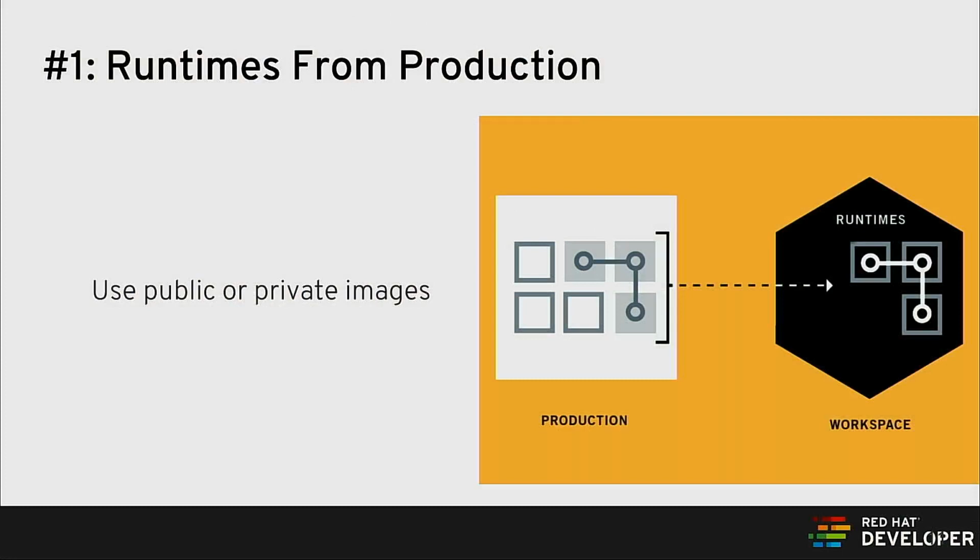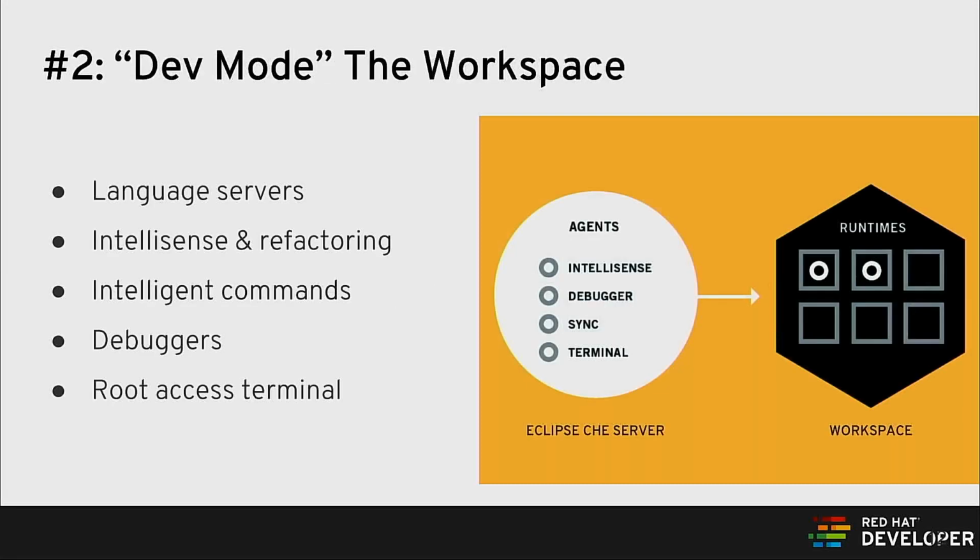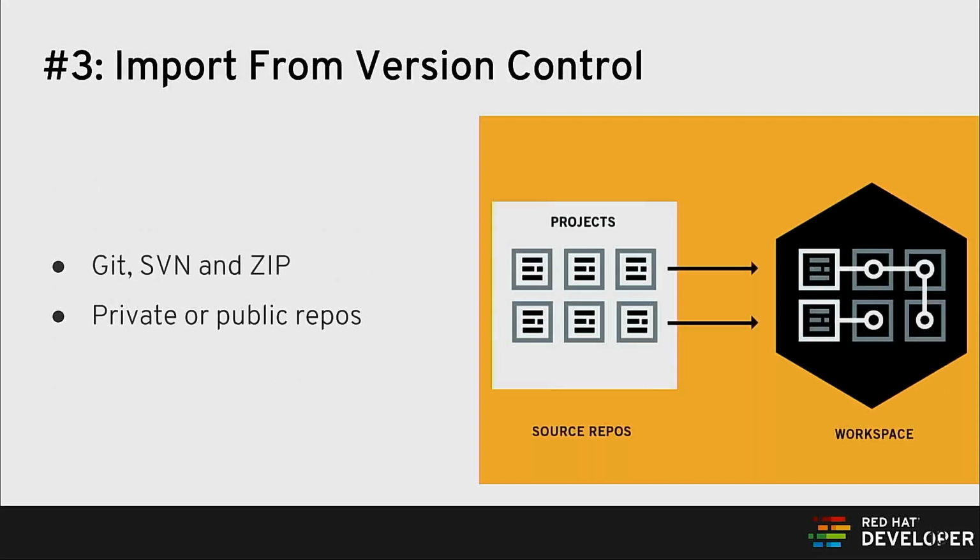So we start with containers. And this is in a Che 7 world. We start with a container which is what will be running in production, a base image that you will be running in production. To that, we add sidecar containers, which will contain language servers, developer tools, debuggers, root access terminal. And on top of that, we import the source code. So you now have your tools running in sidecars, your developer runtime with your source code provisioned in another container.